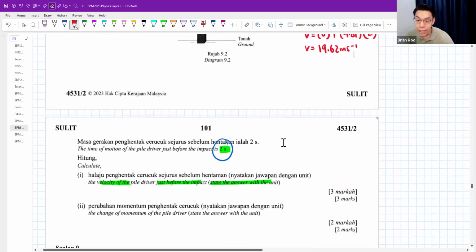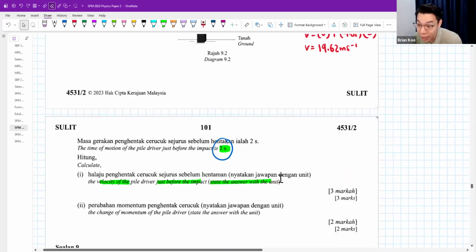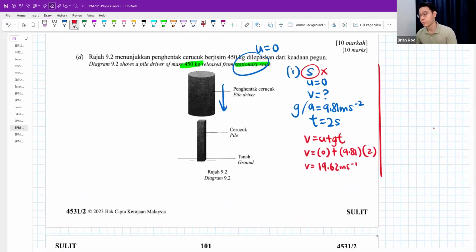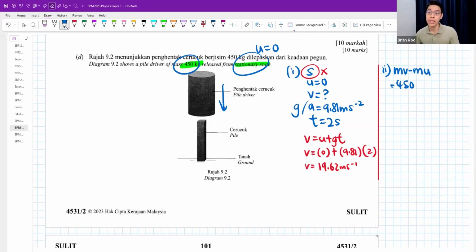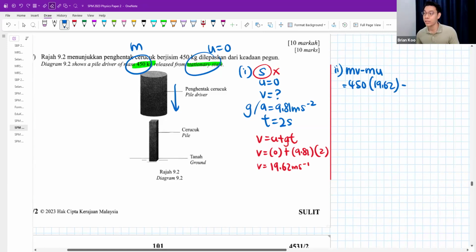That is the unit. And then calculate the change of momentum of the power driver. Change of momentum, that means mv minus mu. Momentum is mass times velocity. But if you want to find the change, you always take the final momentum, final velocity, and initial momentum with the initial velocity. Just sub in 450 kg. V value is 19.62. U value is 0.